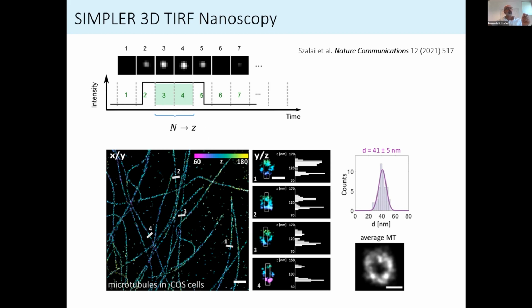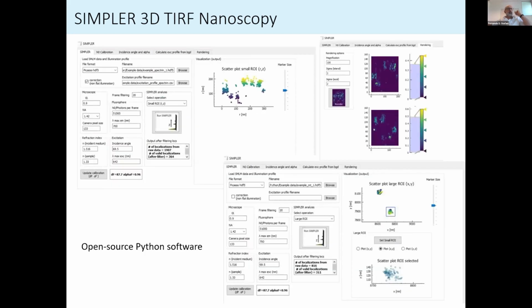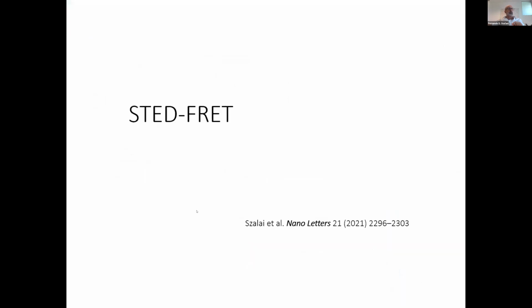You can see here an example of performance. Here you see microtubuli in 2D, super resolved, but now applying SIMPLER, we can obtain cross sections of the microtubuli, like these 4 examples you can see here. And these structures are very small. They have a diameter of 40 nanometers. And we can clearly resolve their cross-section in the axial direction. Okay, again, if you're interested, you can find an open source Python software to implement SIMPLER in your lab. It's actually not hard. You can download it from our GitHub.